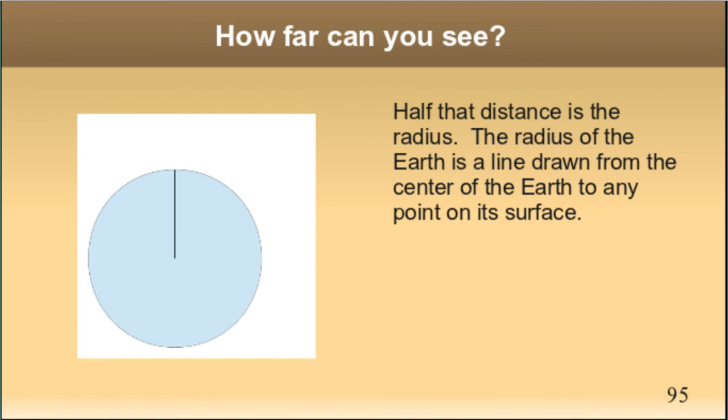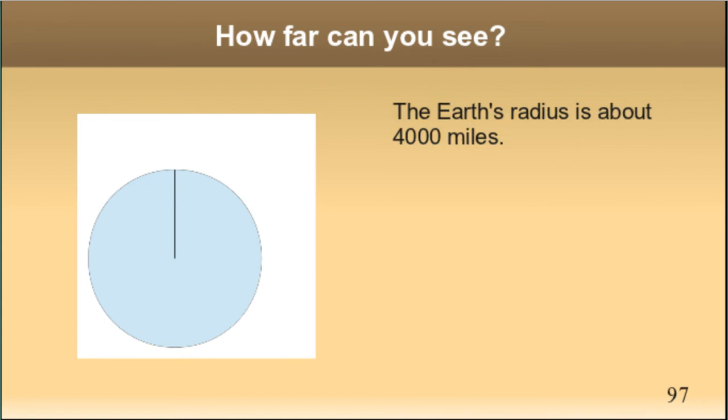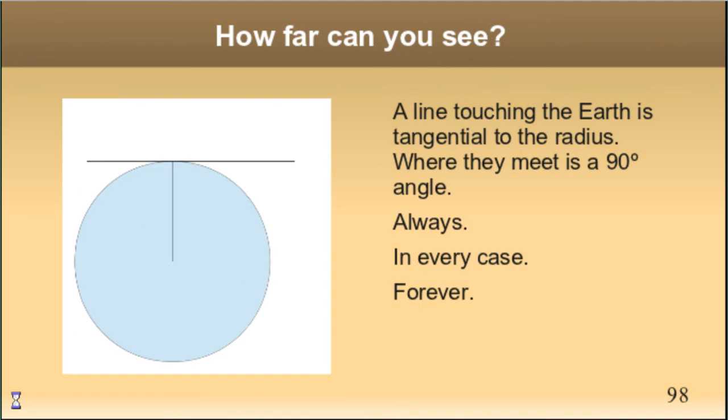The radius of the Earth is a line drawn from the center of the Earth to any point on its surface. Or, another way to express that would be to say a line beginning anywhere on the surface drawn straight down to the center. If you do begin on the surface and do not go straight down, you won't hit the center. If you went down at an angle, you would miss the center. And the Earth's radius is 4,000 miles.